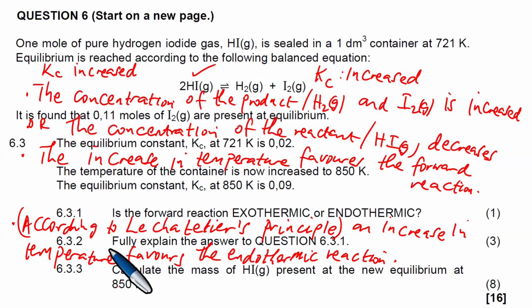Now we are really saying here, we have to fully explain the answer. We suggested that the increase in temperature, that brings about an increase in the Kc, has its own implications. The temperature increased from 721 Kelvin to 850 Kelvin. That is what the temperature increased by. And the Kc increased from 0.02 to 0.09.